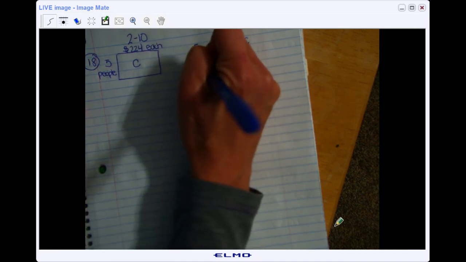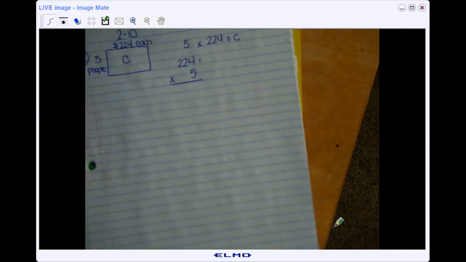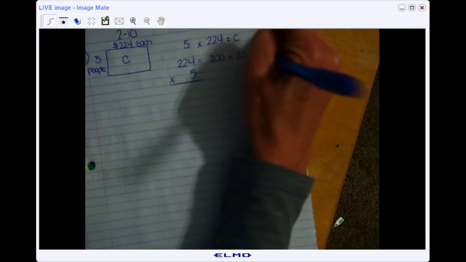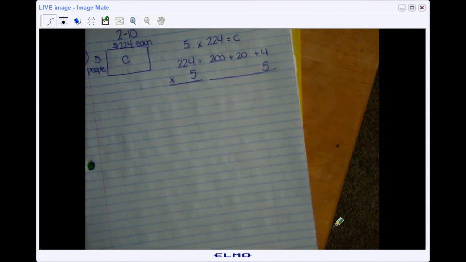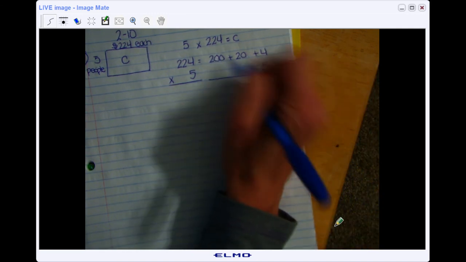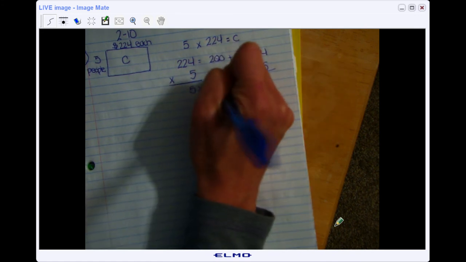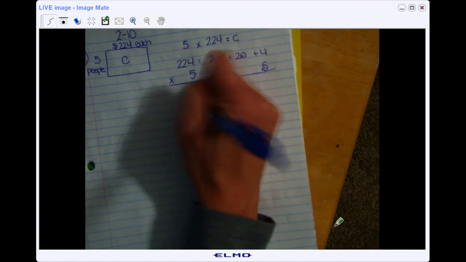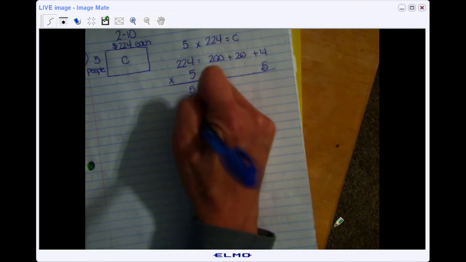So I'm going to write this as 224 times 5, and I'm going to expand that scary number. So I'm going to make it 200 plus 20 plus 4, and my 5 isn't scary at all, so I'm going to keep that a 5. All right, I'm ready to find my hundreds equation, my tens equation, and my ones equation. I'm going to touch my 5 to the hundreds, and I get 5 times 200. I'm going to touch my 5 to the 20, and I get 5 times 20. And finally, my 5 to the 4, and I get 5 times 4.